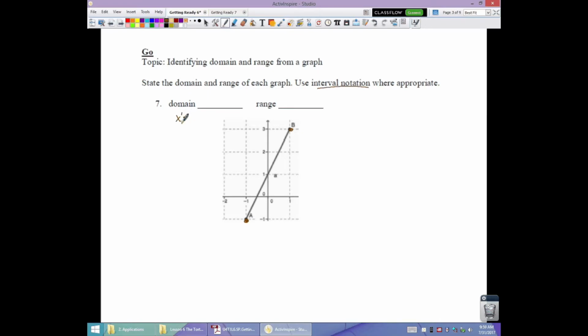So domain is the x's. The leftmost point on this graph is -1, the rightmost is +1. So from -1 to +1, since there are solid dots at both of the endpoints, we include the -1 and 1. For range, the bottom point is located at -1. The top point is 3. So -1 to 3. And again, since those are solid dots at each endpoint, we include the -1 and the 3. You can use either y or f of x when you write the range.